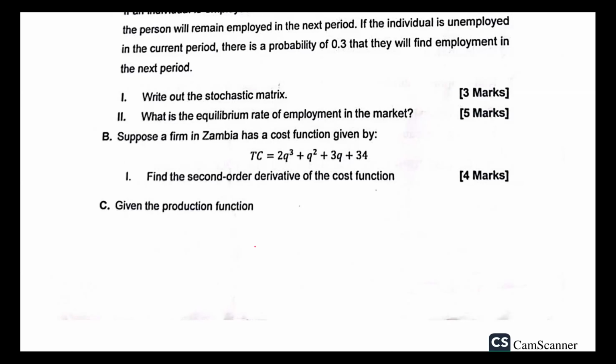Now we go to B, right? Or is there a question? No. Suppose a firm in Zambia has a total cost by that amount. Find the second order derivative. You know what second order means? Yes. Second differential: differentiate it, then differentiate again. So it will be 2Q.